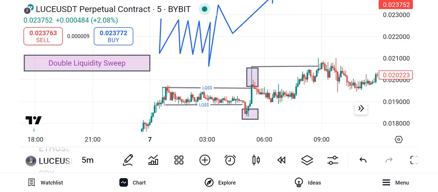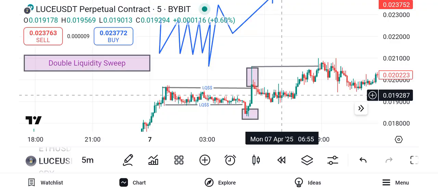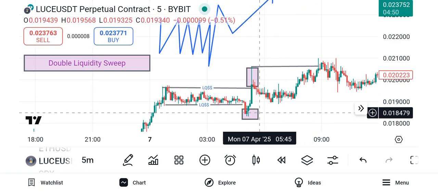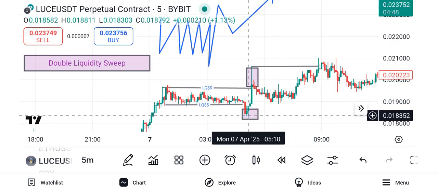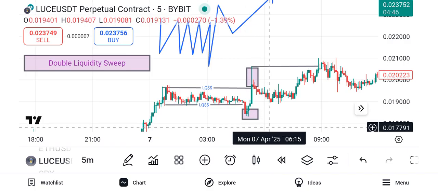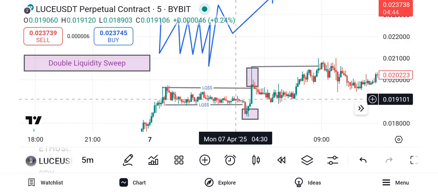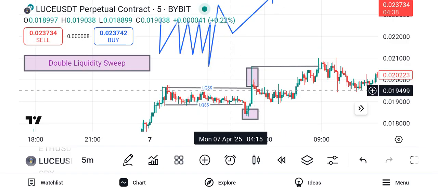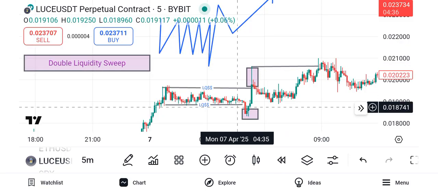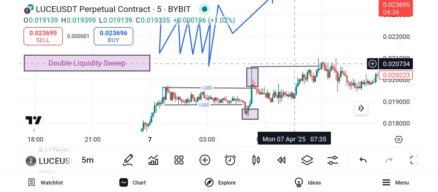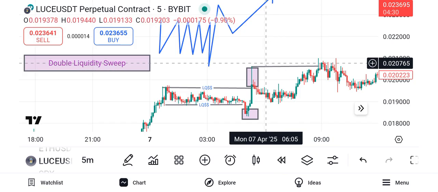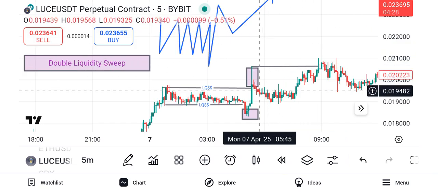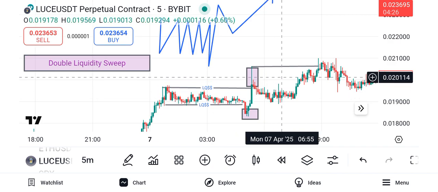Vice versa, if it had broke structure below this low right here, you know that, after taking out this liquidity on both sides, after forming this double liquidity sweep, if it would break structure above, it means it wants to go up. If it breaks structure below, it means it wants to go down.